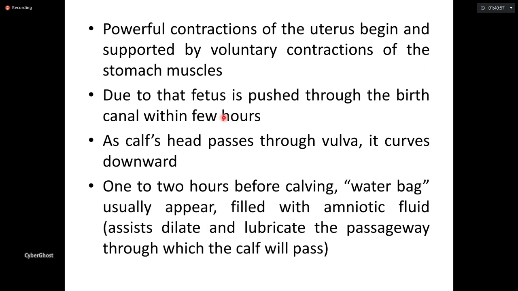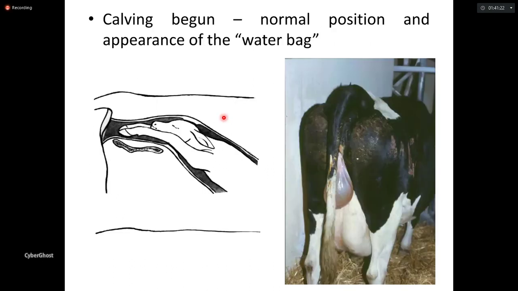So then the water bag, right? Before the start of the calving, the water bag usually comes out first from the body. It is filled with a fluid, amniotic fluid, we call it amniotic fluid. That is the one that supports the dilation and lubrication of the passageway of the calf during the delivery process, right? This is what happens. You can first see the water bag coming out from the mother animal.